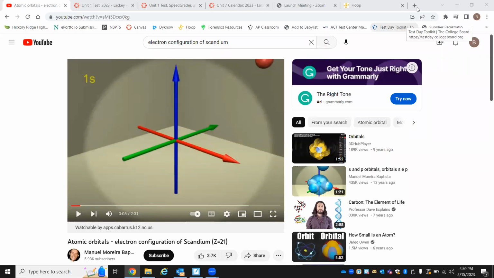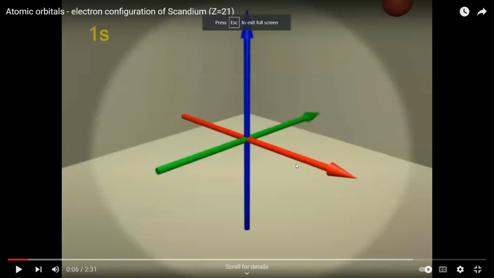All right, guys. So we just finished looking at the examples of writing electron configurations. I want to show you kind of how this actually looks in terms of an atom. So here we have a sample of scandium, which is number 21 on the periodic table. And you're going to see how these orbitals kind of build up around the nucleus.